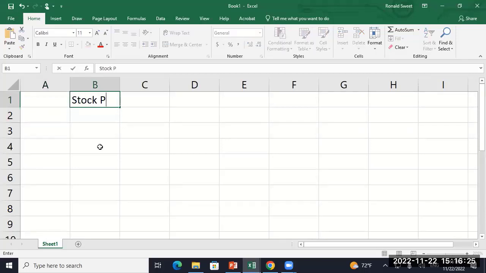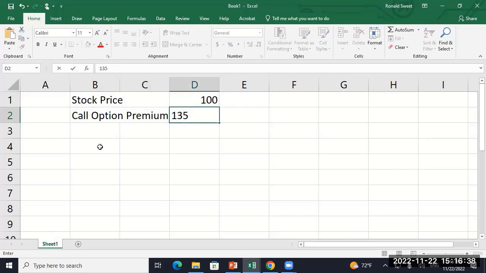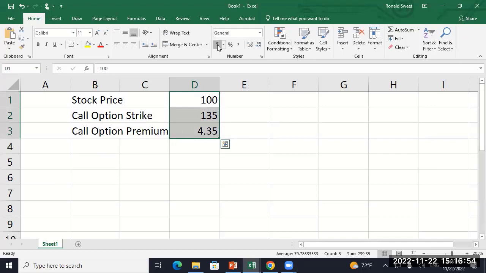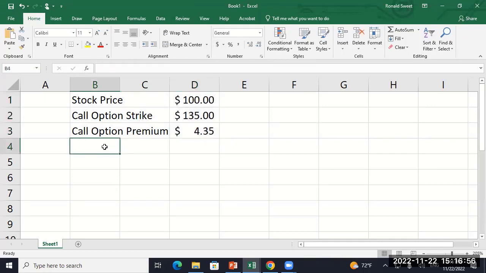Let's say the stock price is 100. Let's say the call option strike is 135. The call option premium is 435. First question, is this call option in the money, at the money, or out of the money? Out of the money, all right.